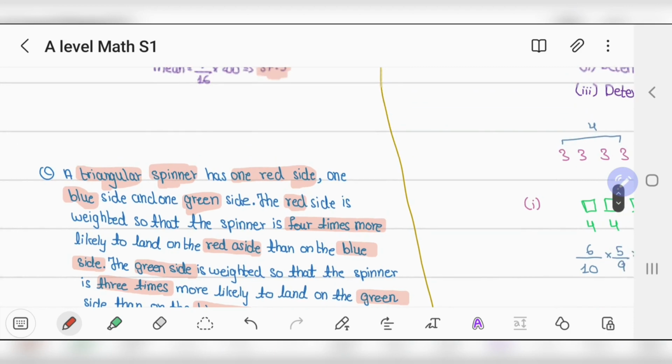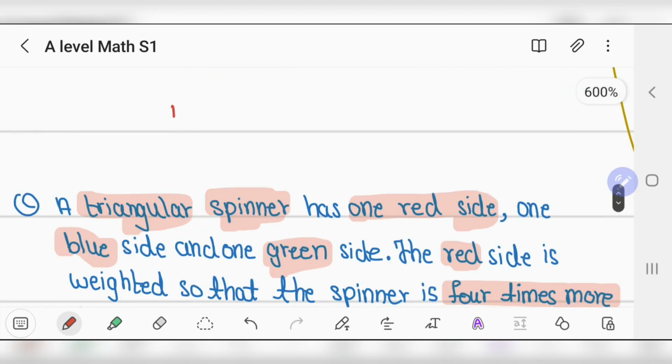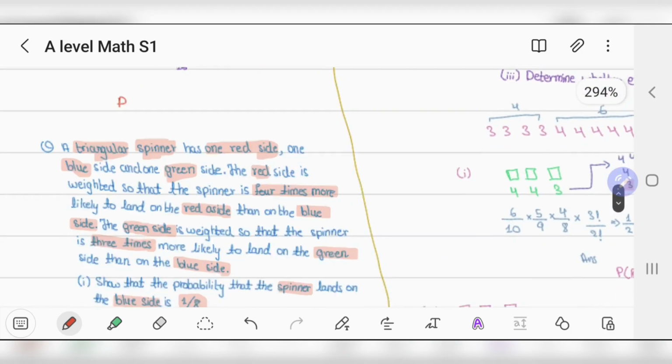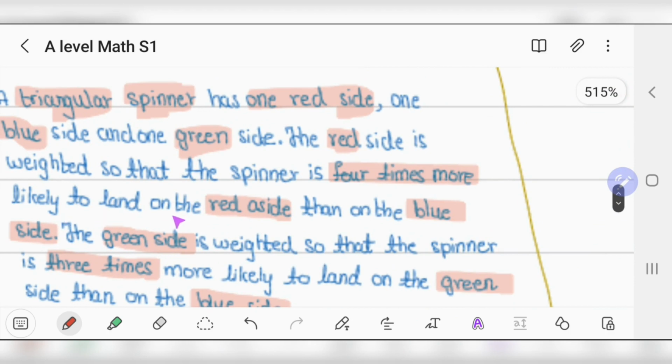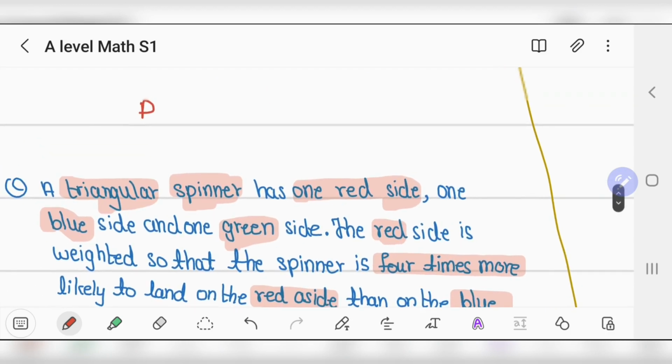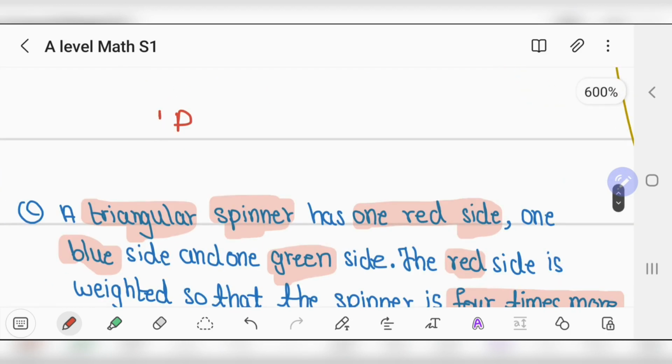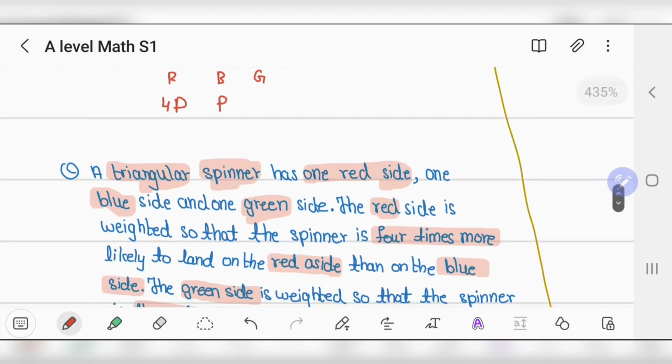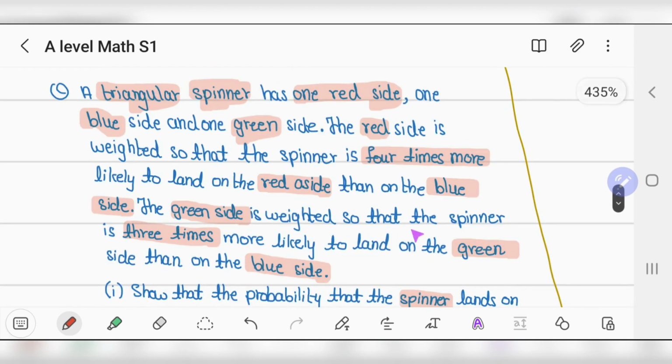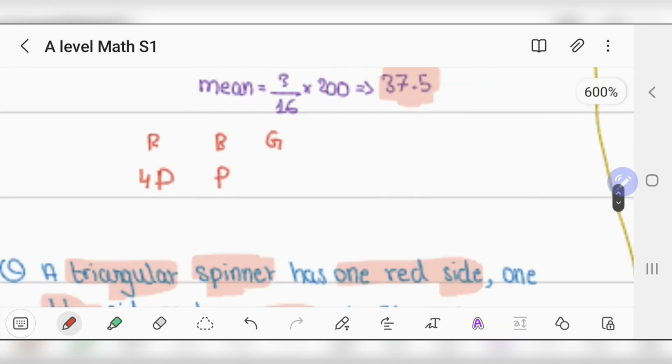Okay, so we have this probability p, right? And it says it's 4 times more likely to land on the red side than on the blue side. So the probability for red is 4p, and for the blue it's just p, right? And as for the green, it says the spinner is 3 times more likely to land on the green side than on the blue side. 3 times, which means 3p.